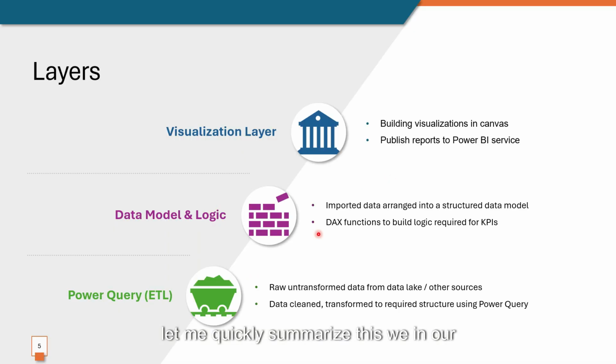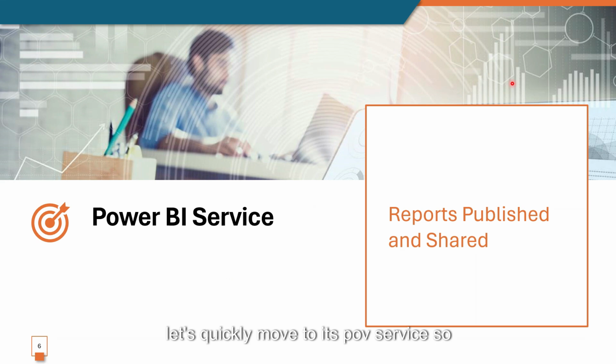Let me quickly summarize this. In our example, we had data in the Excel file. We imported the Excel file through Power Query, then we did some cleaning, and then we loaded the data into the data model, and after the data model we built one visualization on top of that. That's the visualization layer. I hope that summarizes the working model of Power BI Desktop, which is very much straightforward like your building construction. Let's quickly move towards Power BI service.